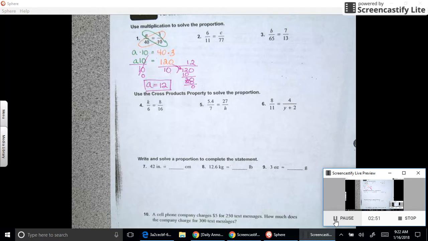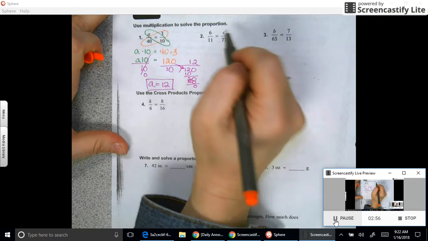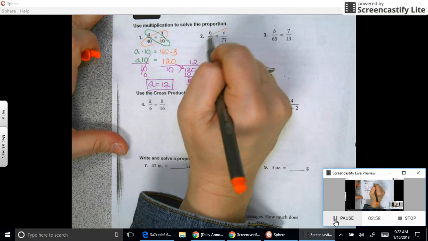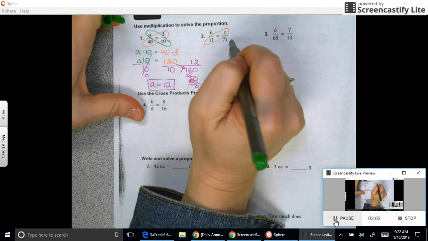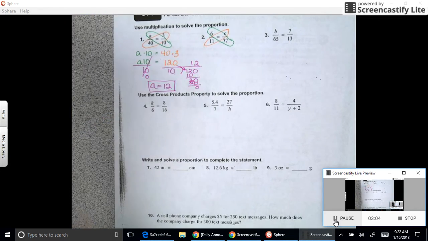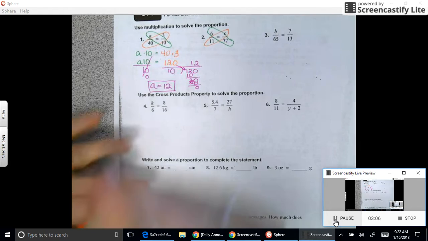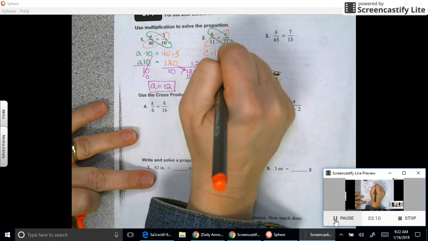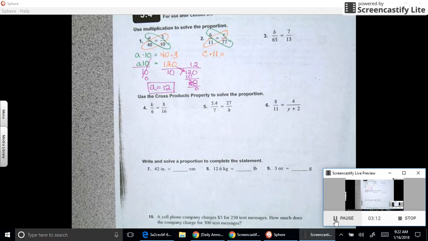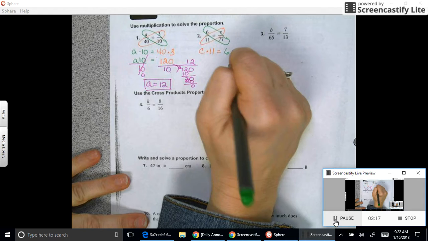All right, so let's go on to the next problem. Again, we're going to use cross multiplying to solve it. So I'm going to set up my problem with c times 11 equals 6 times 77.